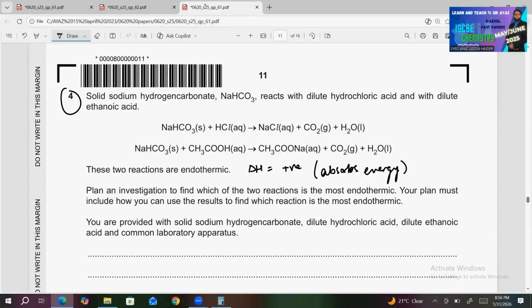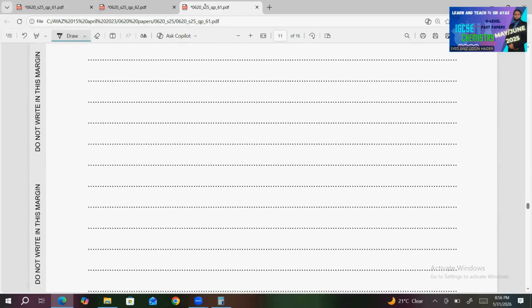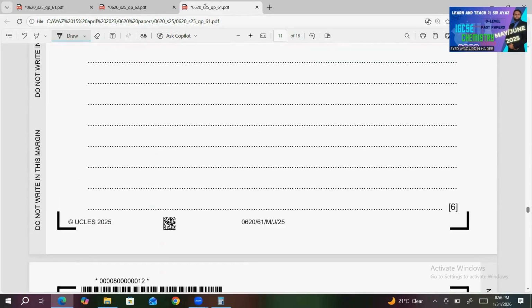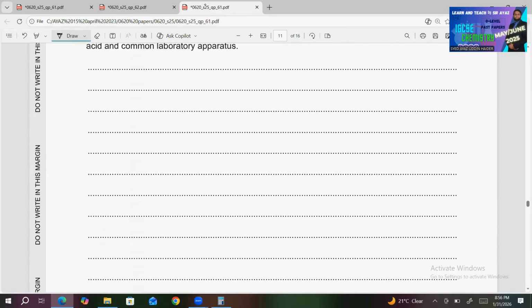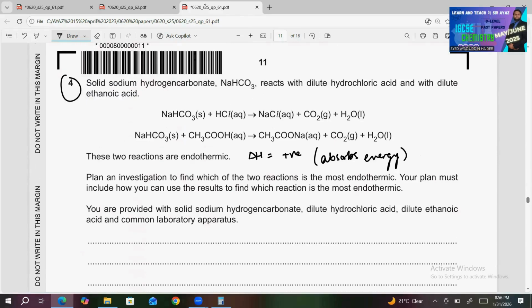Plan an investigation to find which of the two reactions is the most endothermic. Your plan must include how you can use the results to find which reaction is the most endothermic. You are provided with solid sodium hydrogen carbonate, dilute hydrochloric acid, dilute ethanoic acid, and common laboratory apparatus. The total mark for this question is 6. And they are not asking you to draw any diagram, label diagram of apparatus. So you have to write the name of the apparatus in order to gain at least 1 marks. So you can write any 6 from these.